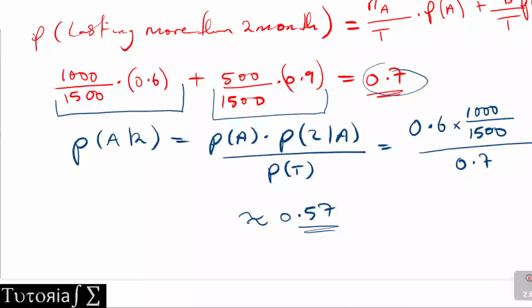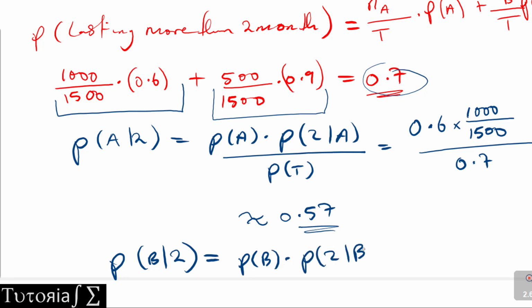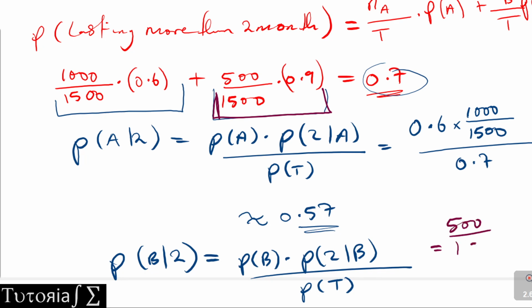For instance, for type B given 2 months, this will be equal to the probability of B times the probability of 2 months given B, over the total probability. So it would be 500 over 1,500 times 0.9, over the total probability, which is 0.7.